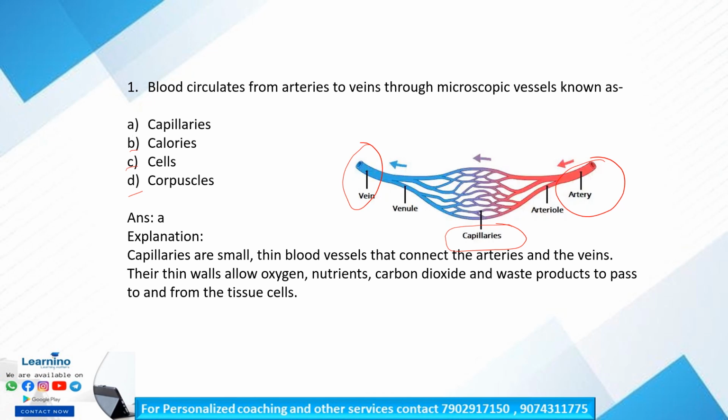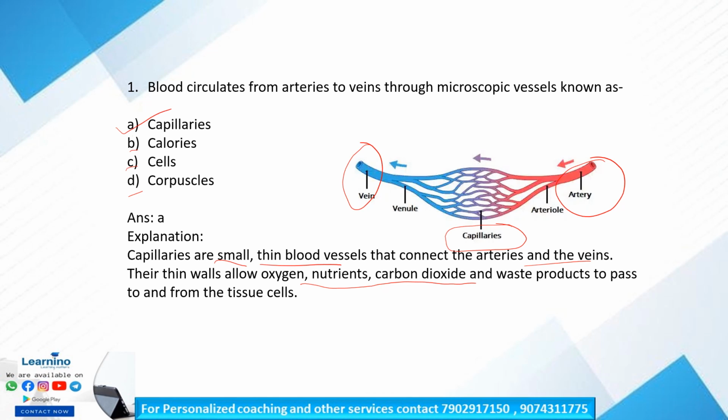Okay, so capillaries are the small thin blood vessels that connect the arteries and the veins. Their thin walls allow oxygen, nutrients, carbon dioxide and waste products to pass to and from the tissue cells. Clear? So our correct answer is option A, capillaries.